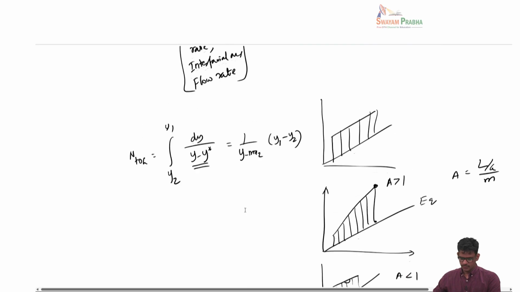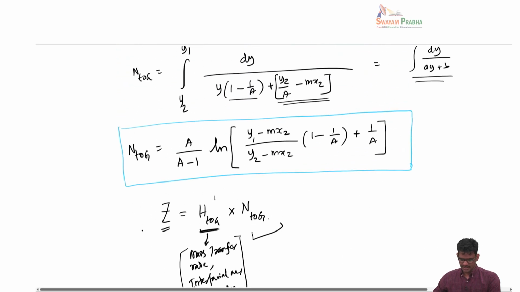All right, so we'll stop here. What I have done here is the dilute mixture case for the absorber. You can do the same thing for the stripping section also. So next class I will talk about the stripping section. Yeah, we'll stop here.